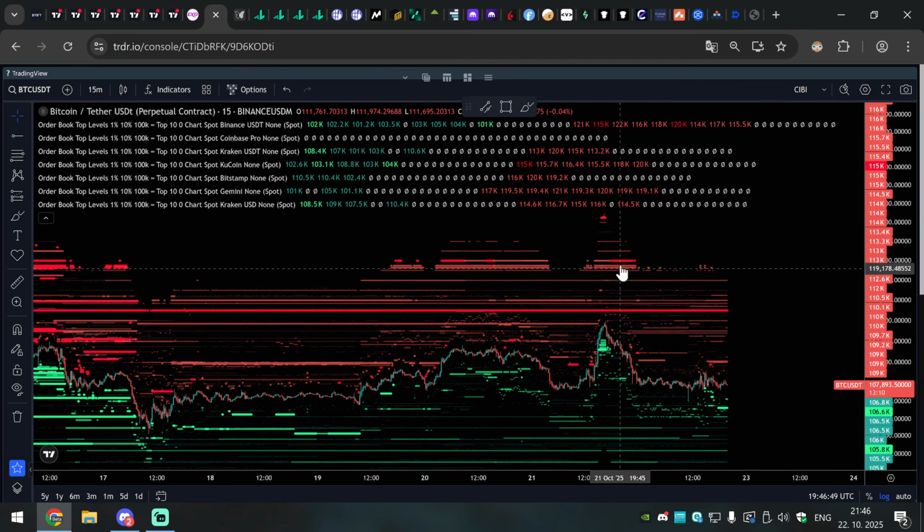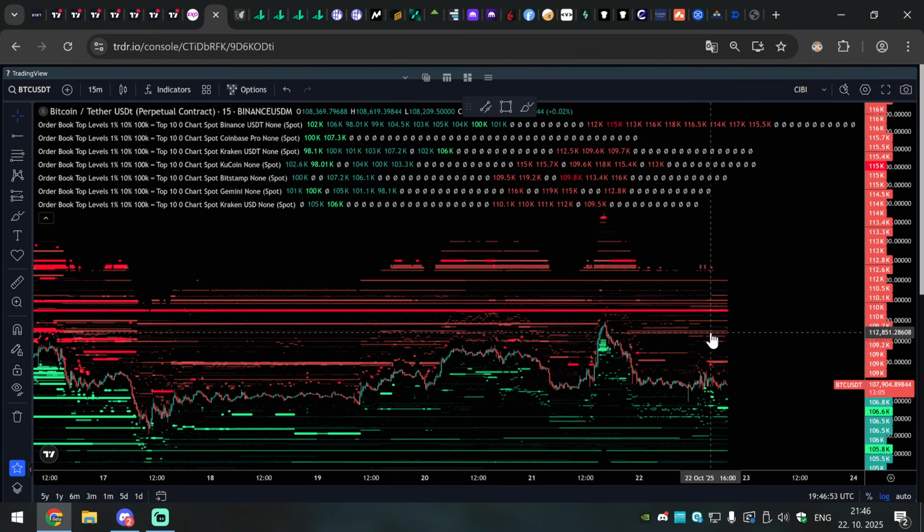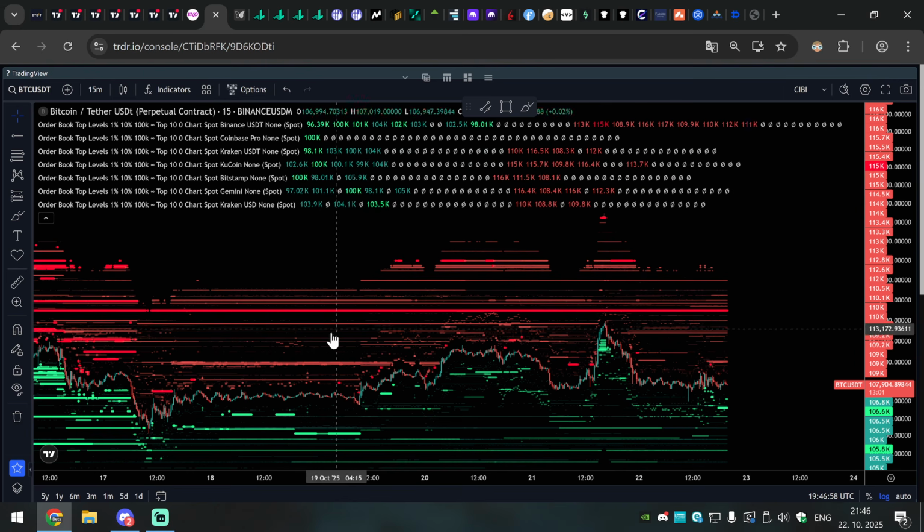And here you also have a very strong cluster. 120k will be protected. It's not counting it now, but here is another cluster, 115. It's lots of sell side.